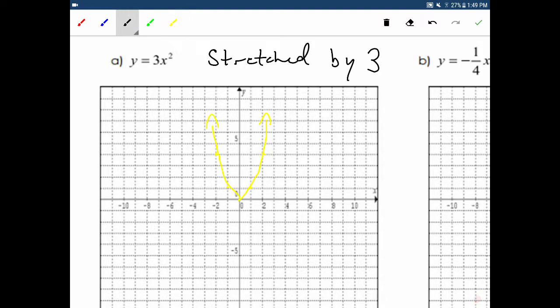That would be what we started with. But now we're going to stretch that by 3. We're still going to have our vertex right there, but instead of going over 1 up 1, it's going to go over 1 up 3. Instead of going over 2 up 4, it's going to go all the way up to 12, which isn't even going to fit on this. It's going to be up here somewhere. You can see it's been stretched out and made way skinnier. And then we just label that as y equals 3x squared.